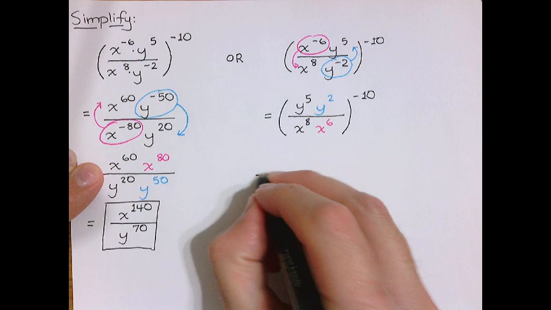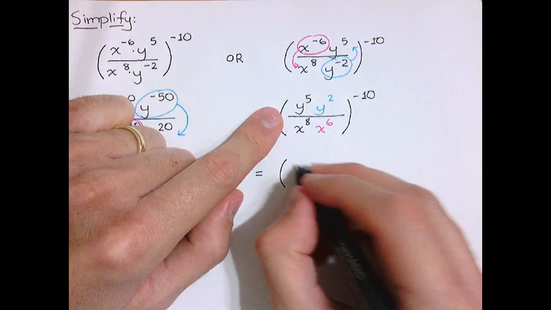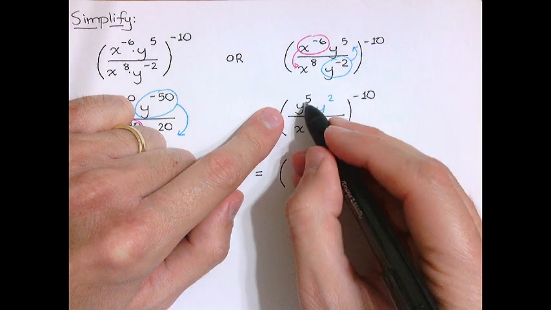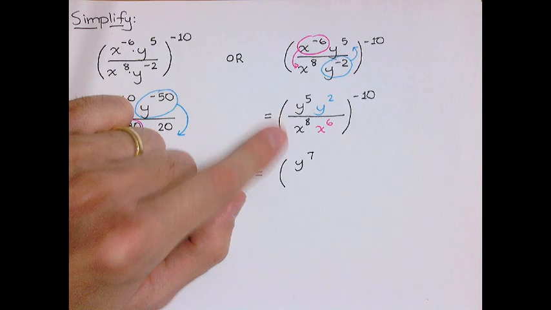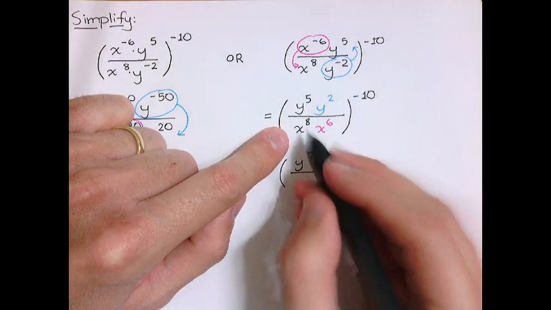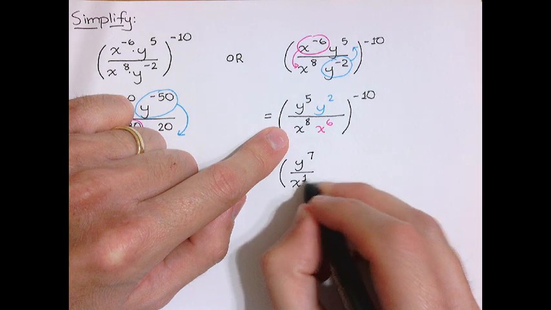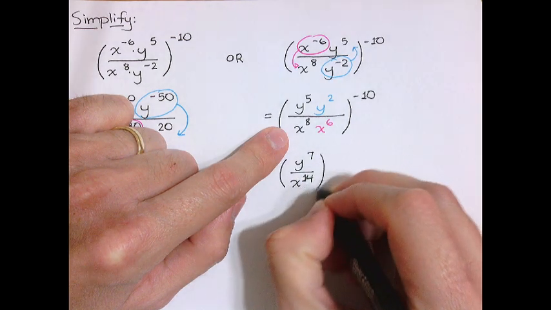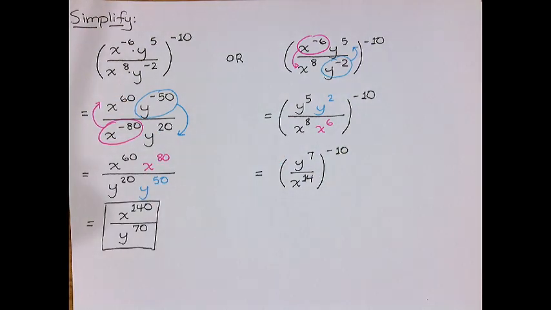Let's see what happens. When I combine what's inside here, all of my y's are in the numerator. You have 5 factors here with 2 more factors there, so you have 7 total factors of y. In the denominator, 8 factors of x and 6 factors of x will give us 14 factors of x. And then we raise this to the negative 10th power. And so now we finally get to take care of that negative 10th power.